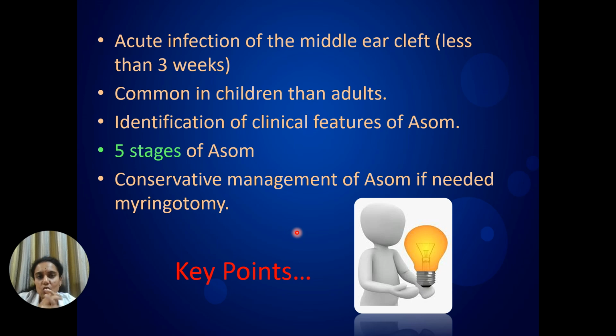Initially it is a throbbing ear pain, and as it goes to the stage of suppuration, once the discharge comes out, the pain subsides. In the stage of complications, it extends to the surrounding areas like the mastoid; there can be facial nerve palsy, labyrinthitis, involvement of the inner ear, and also meningitis and brain abscess.